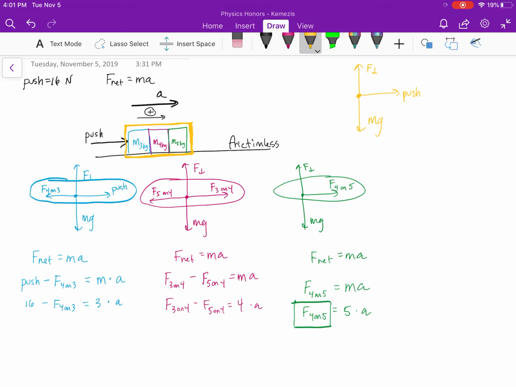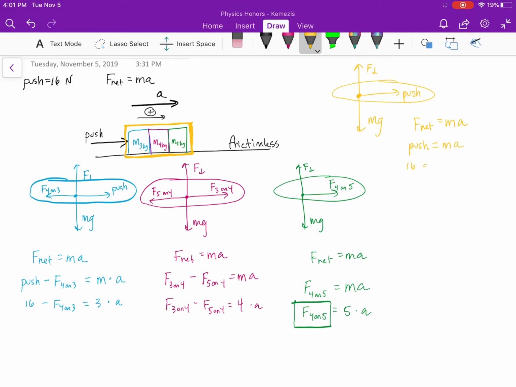So if I were to do Newton's second law here, I would say the net force, again, is just the push force equal to the mass times acceleration. Well, I know the push force.